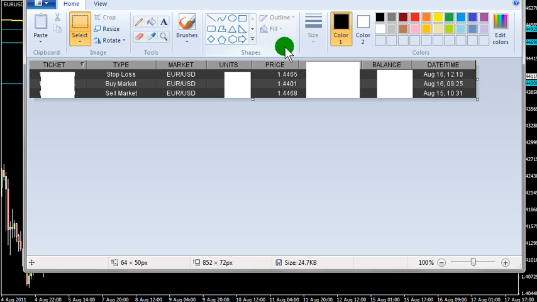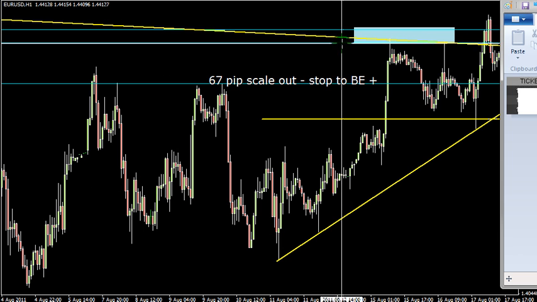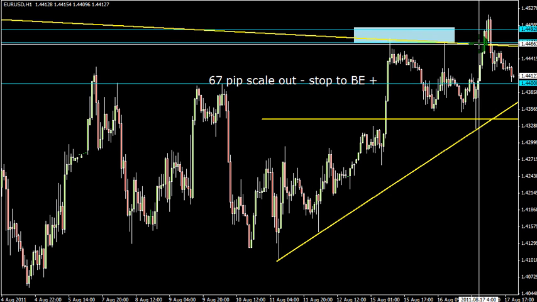Okay, this is what I wanted to show. I just took out some information that's not really needed. So what you're going to see here is I sold the market at 44.68. Now, 44.68 is right where I pointed out.